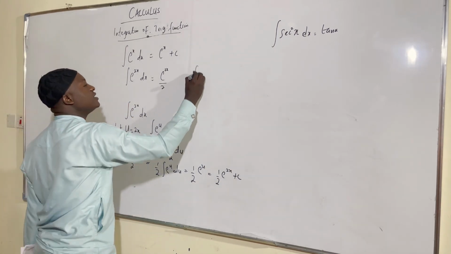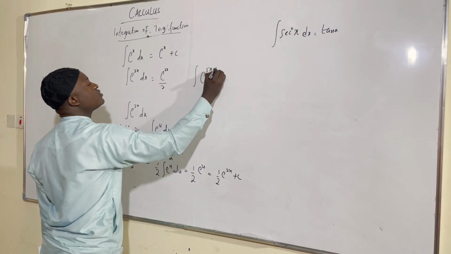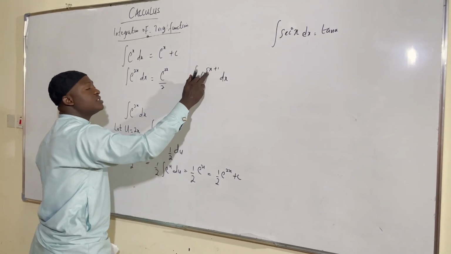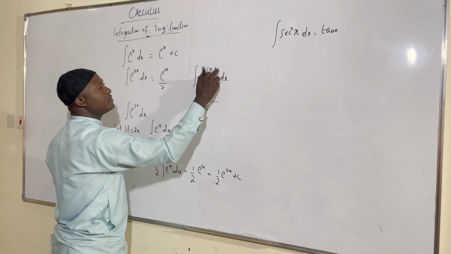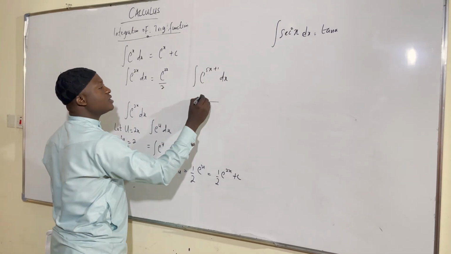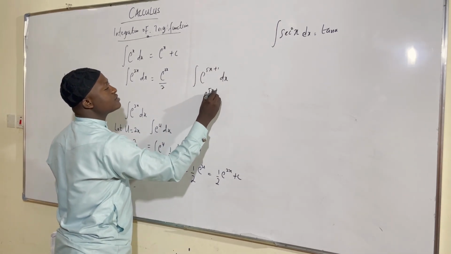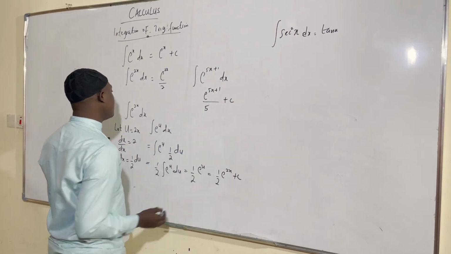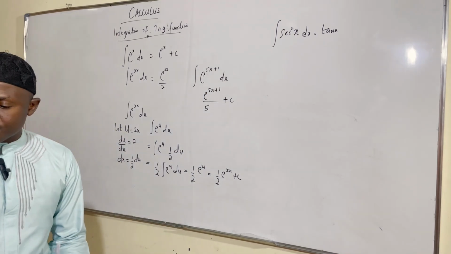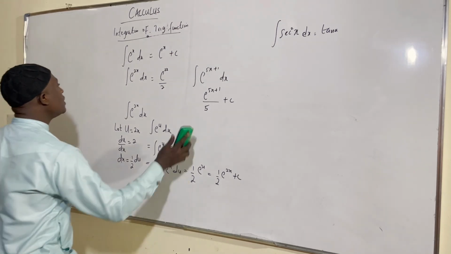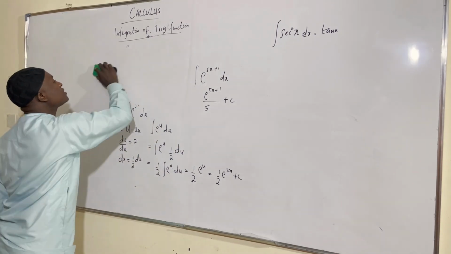Even if they said the integral of e raised to the power of 5x plus 1 dx, the derivative of 5x plus 1 is going to be 5, since the derivative of 1 is 0. Then we have e raised to the power of 5x plus 1 over 5, then plus c. So what if it now comes in this way? Let's see another form.